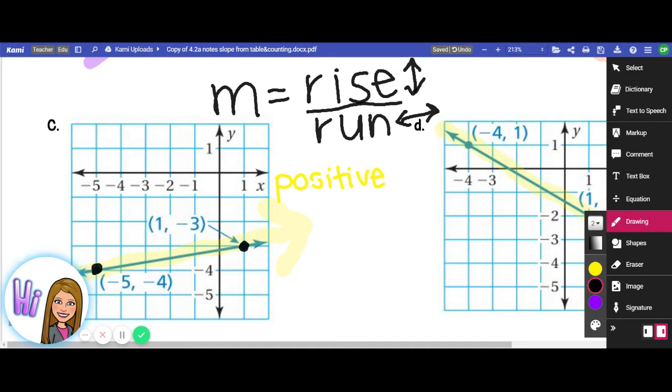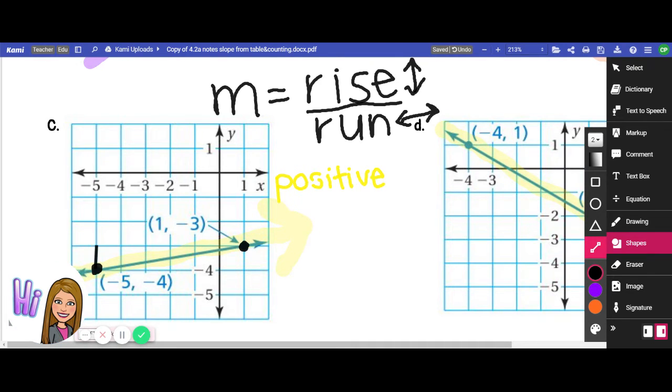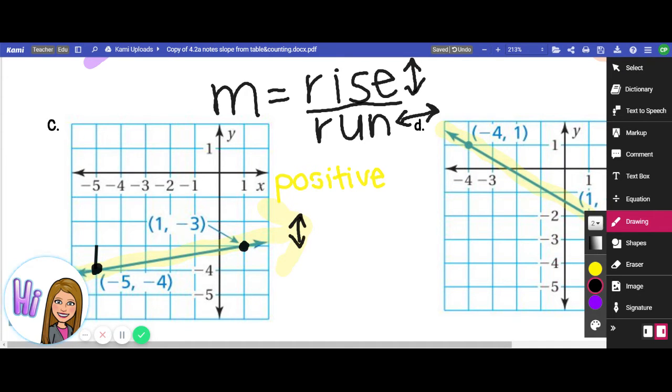And now we want to think about our rise. How far up or down are we moving? So when I think of our rise, we're not really rising that much. Like I said, it's kind of sloped. The slope is very, very gentle. So our rise, our up and down, is just 1.